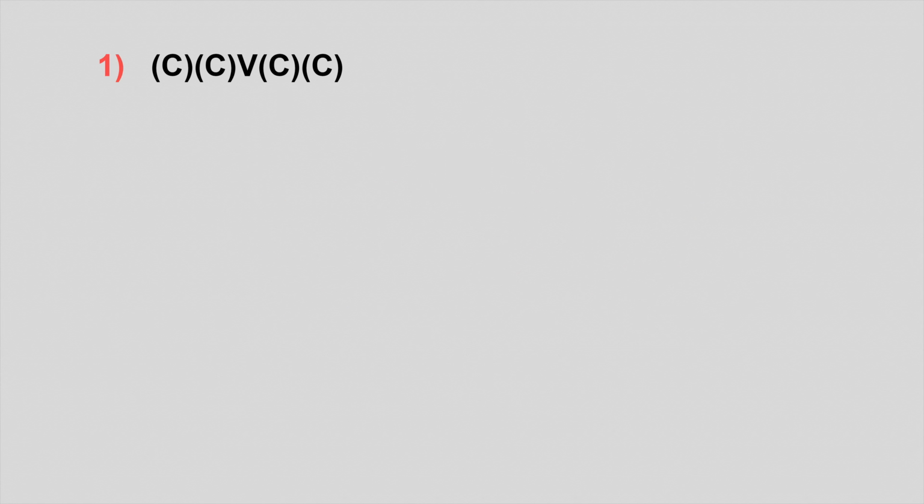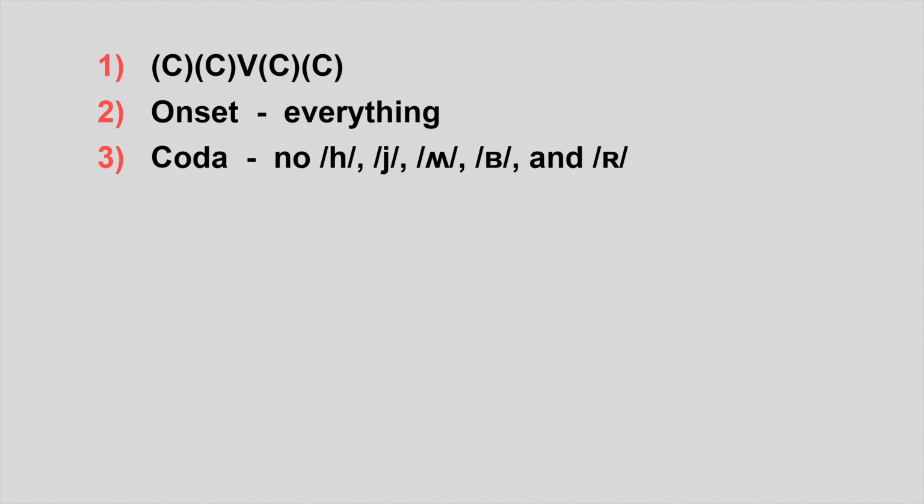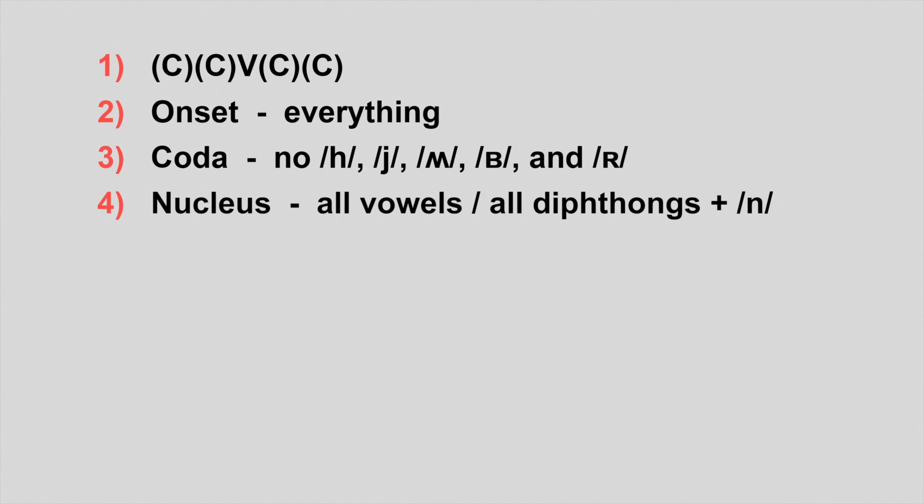So, Rule 2, onset, everything. Rule 3, coda, no ha, ya, hwa, bra, and ra. Rule 4, nucleus, all vowels, all diphthongs, also n. And Rule 5, only intervocalic glottal stops.